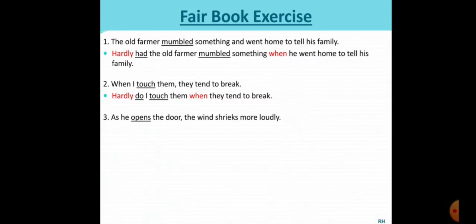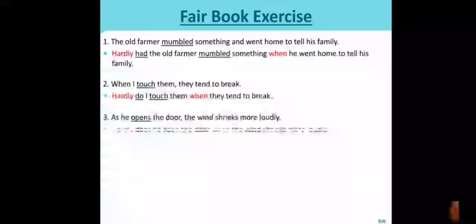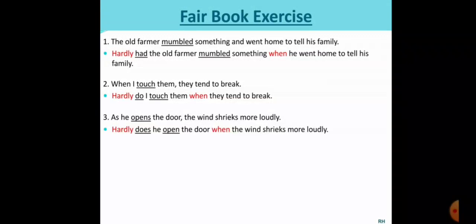As he opens the door, the wind shrieks more loudly. Now here, opens is again present tense with the letter S. So what will we do? We will have does. Hardly does, and opens will become open. Hardly does he open the door when. Now here we will not have he because we are talking about the wind, so we will not have a pronoun over here. We are talking about two different actions. The subject changes. So when the wind shrieks more loudly, the remaining will remain as it is.